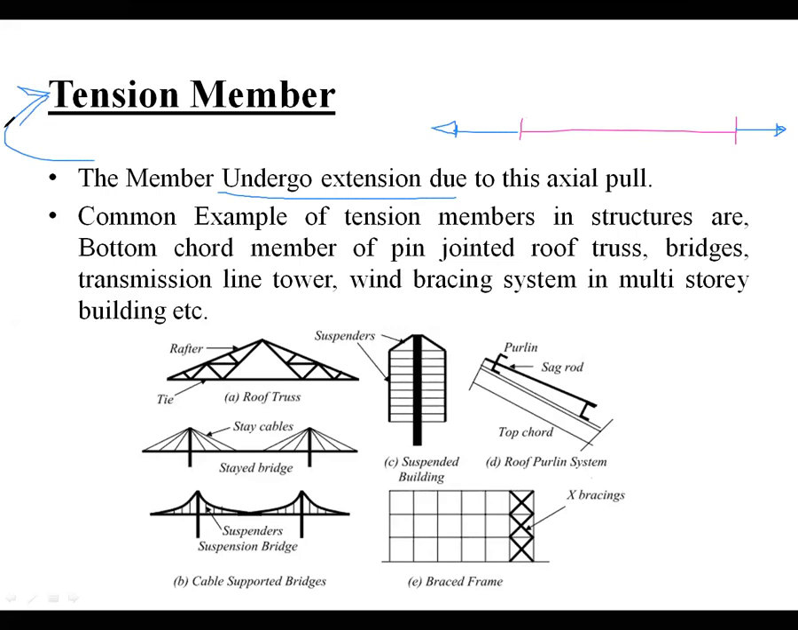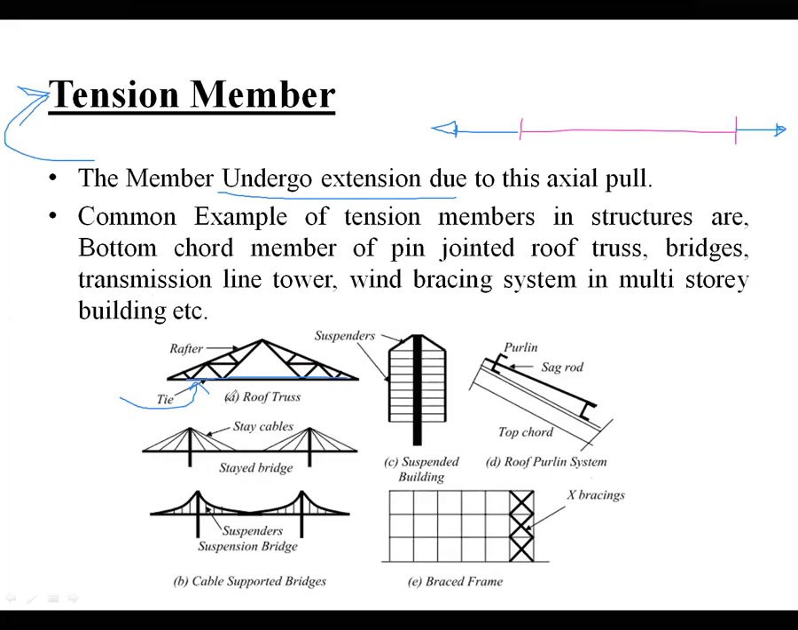Common examples of tension members in a structure are the bottom chord member of a pin jointed roof truss, bridges, transmission line towers, wind bracing systems in a multi-storied building, and many more. A simple example of a tension member is this tie member, the blue line drawn on the truss figure. So what is meant by a tension member? The member which undergoes extension is known as a tension member.